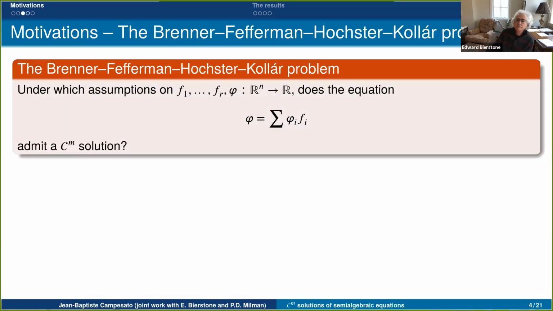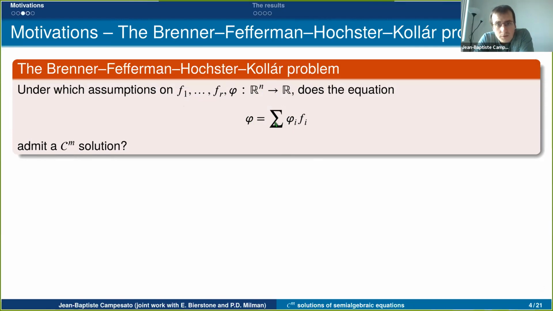Okay, so the second problem that I'm going to address today is the Bierstone-Milman-Pawłowski and Kollár problem. We start with a family of functions from R^n to R, f_1, f_2, up to f_r and phi, and we consider such an equation.